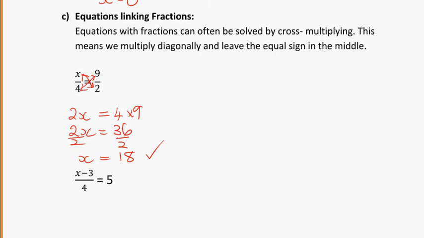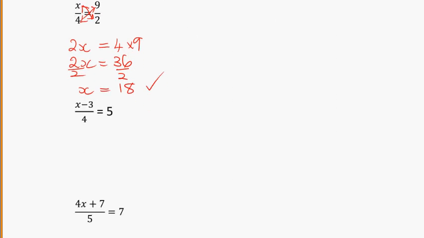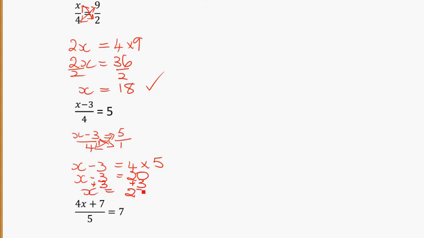Okay, so in this one we just have a whole number on the right hand side, but I can rewrite that as x minus 3 over 4 equals 5 over 1. So any whole number can be written over 1. Okay, use your cross multiply rule. X minus 3 times 1, which just gives us x minus 3, equals 4 times 5. Write it out in full. X minus 3 equals 20. I'm going to add 3 to both sides. X equals 23.